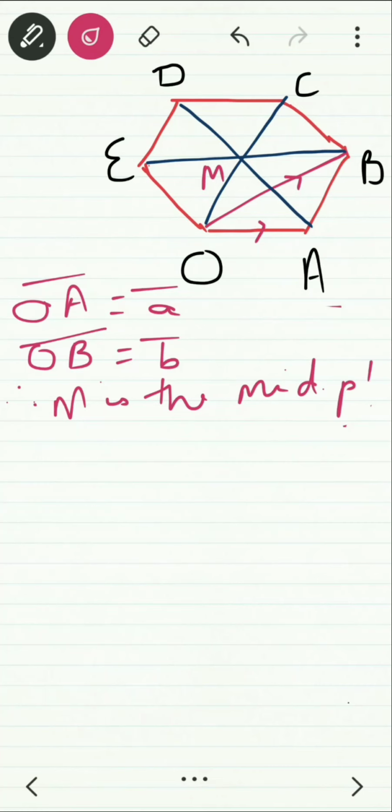So M is the midpoint of AD, BE and OC. This way. Now in triangle AOB, observe the triangle AOB.